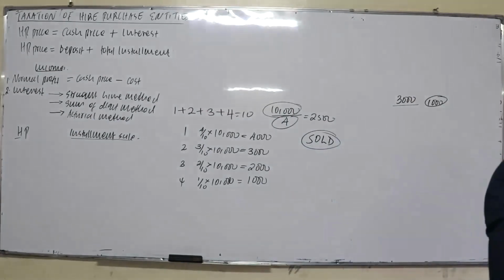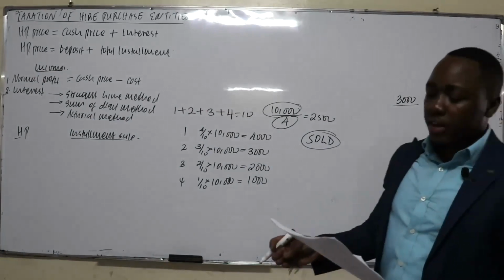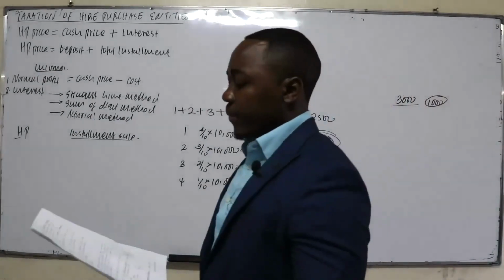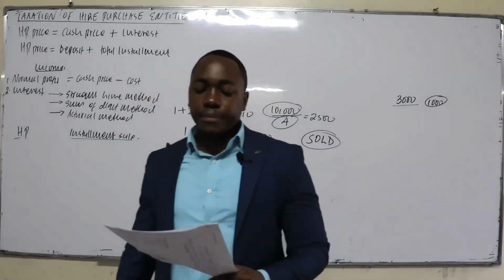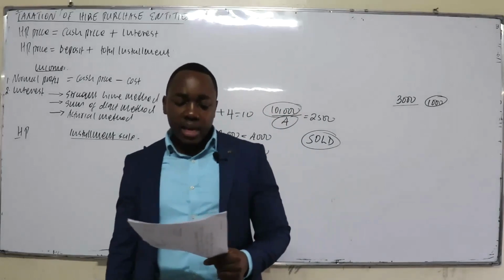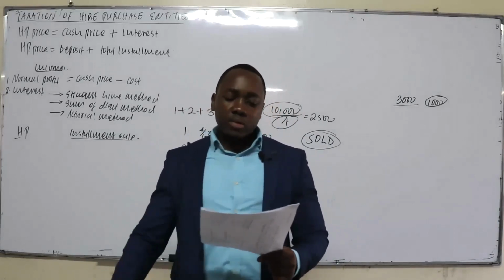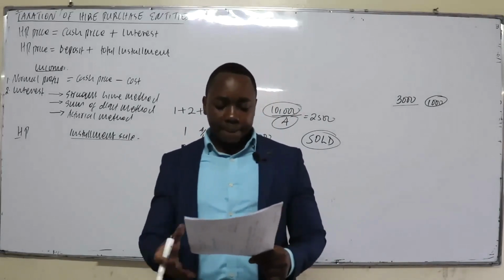Now, the hire purchase company earns income in form of, number one, the normal gross profit, which is the difference between the cash price and the cost of sales. And then number two is the interest income. And the interest income is the difference between the hire purchase price and the cash price. Now, interest earned can be allocated to various years of income using the following methods. Yeah, you can use the straight-line method, sum of digits, or accrual method.